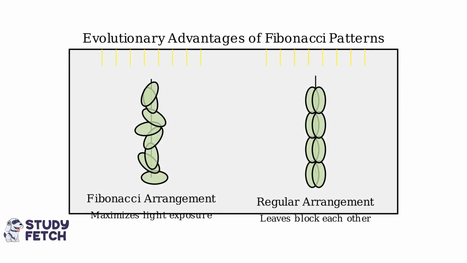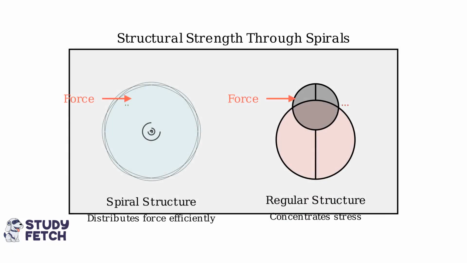From an evolutionary perspective, these patterns emerged because they confer survival advantages. Plants with Fibonacci-based leaf arrangements can capture more sunlight without self-shading. Spiral structures provide strength with minimal material. This is why we see these patterns in shells, horns, and other biological structures that need to withstand physical forces.